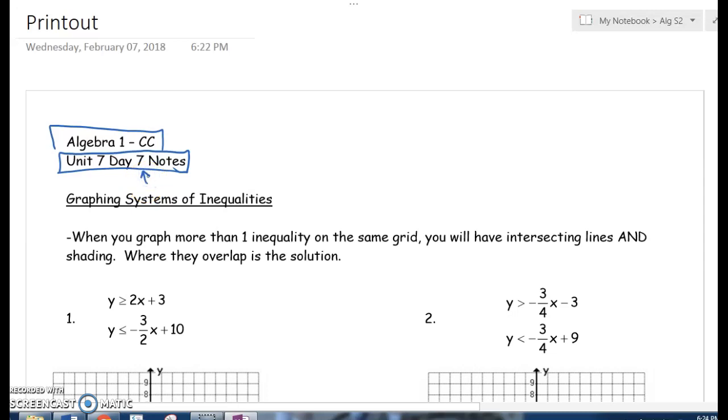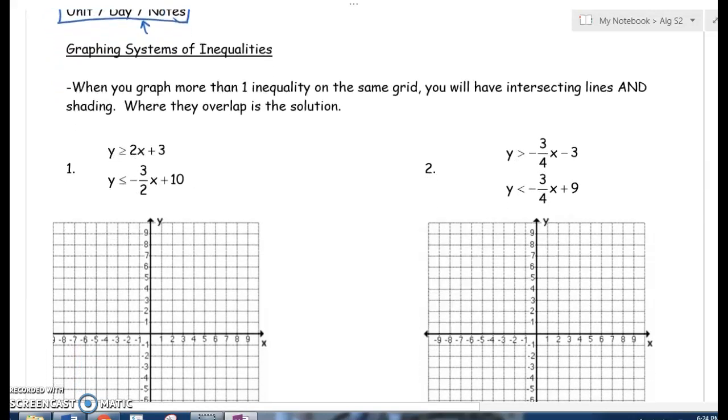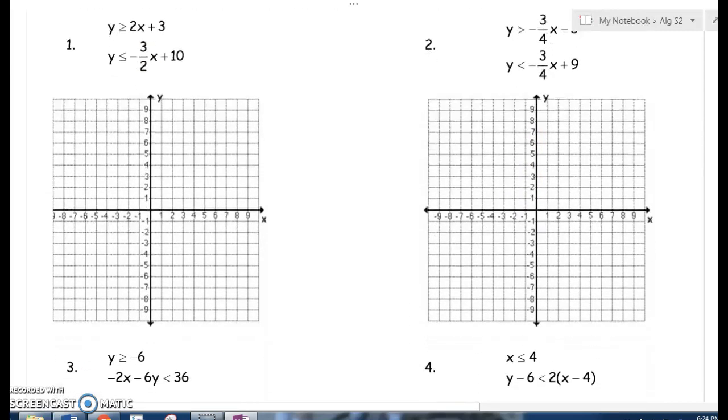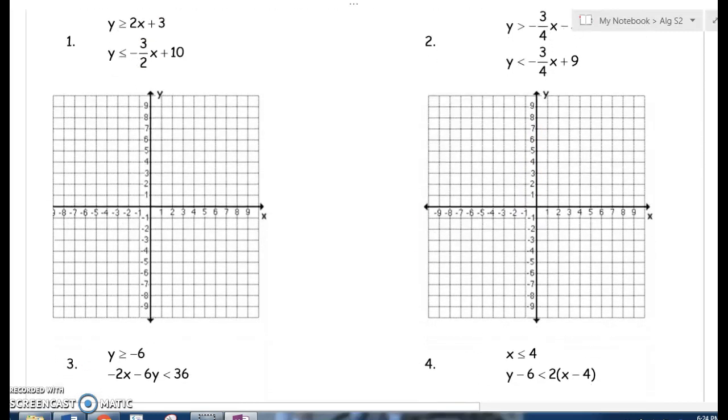You should have your day 7 notes out, and yesterday we talked about how to graph one of these inequalities on the coordinate plane. Now we're going to be graphing two on the same one. And what's going to happen is where the shading overlaps, that's where your solution is going to be. Now I'm going to show you one way to do it. I don't prefer this way, and then I'll show you another way that I think is a little bit easier to see. So let's look at number 1.